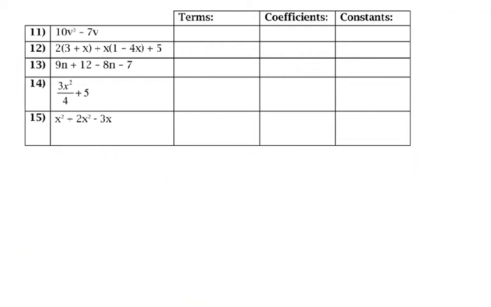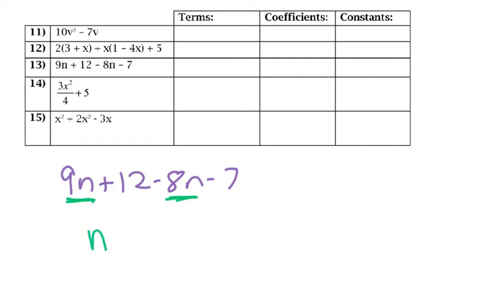Okay, number 13. Again, I'm going to write that down here and just give myself a little bit of space to work. 9n plus 12 minus 8n minus 7. Do you see any like terms? I see 9n minus 8n. So 9 minus 8 is 1. So it's just n. Now you can write 1n. I don't usually write a 1 in front because that's just understood. And I don't feel like I need to write extra.